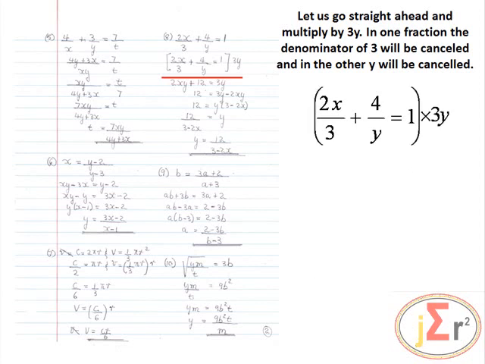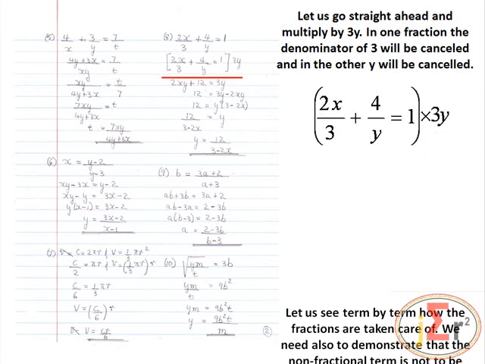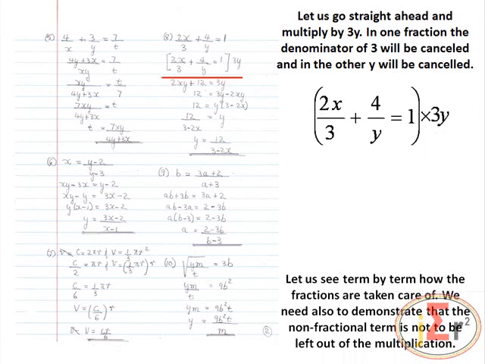Let's see. Multiply by 3y. Well, we may just go straight ahead and multiply by 3y. So let us see term by term, but we'll take a look at it under the microscope. Let us see term by term how the fractions are taken care of. We need also to demonstrate that the non-fractional term is not to be left out of the multiplication.